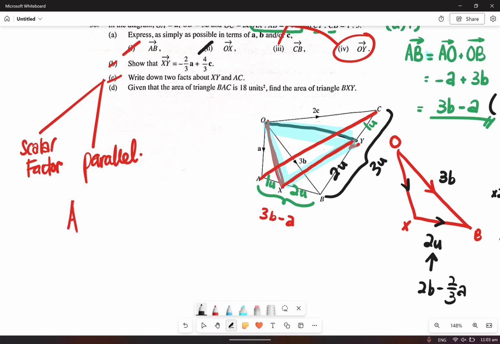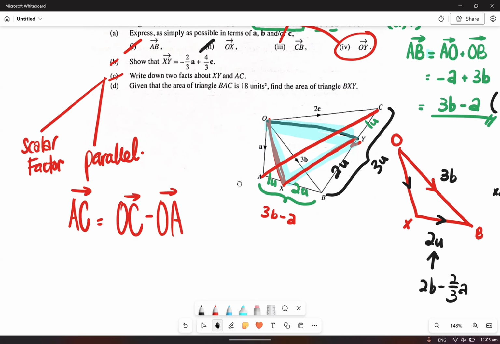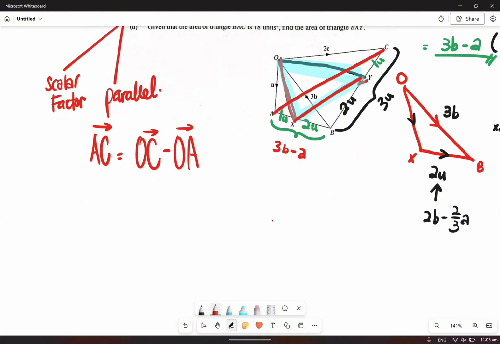Where's my AC? AC, y'all can see AC is a side of the triangle, right? So AC is equal to what? Tell me. OC minus OA. Am I making sense or not making sense? All right, AC equals OC minus OA. Agree or disagree? What is OC? OC is what? 2C, right? 2C minus OA, and OA is A.